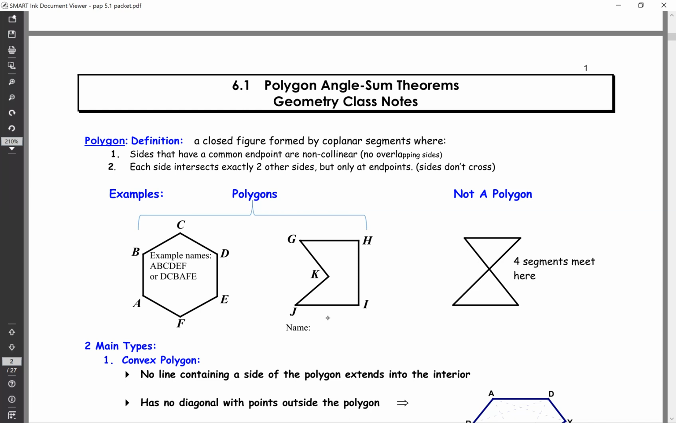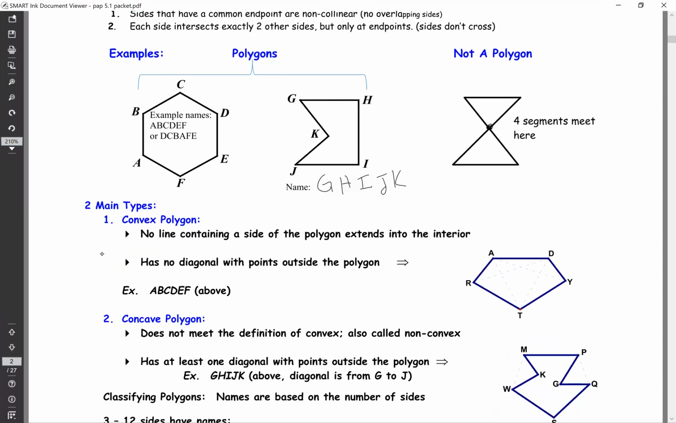Okay, this one here, we could call it G, K, J, I, H, right? Or you could call it H, I, J, K, G. You pick a spot and you go around in the same direction, whichever way you're going to go. So we'll just say G, H, I, J, K. Okay, and then here would be an example of not a polygon, because right here, you see where these four segments come together? They cross, they overlap. So that is not a polygon.